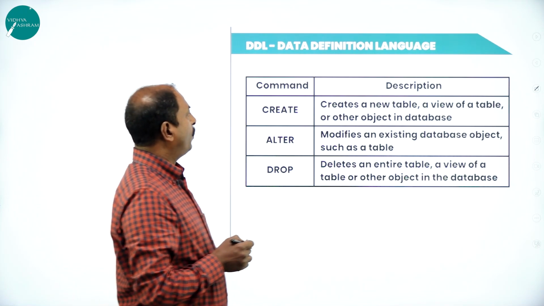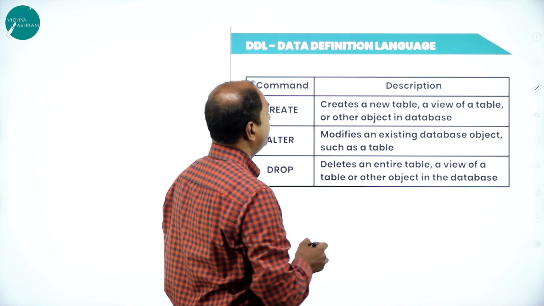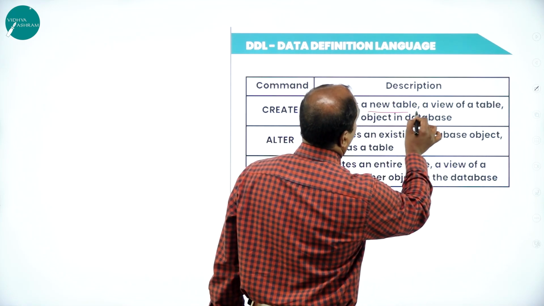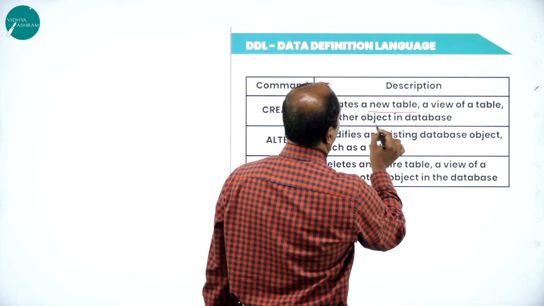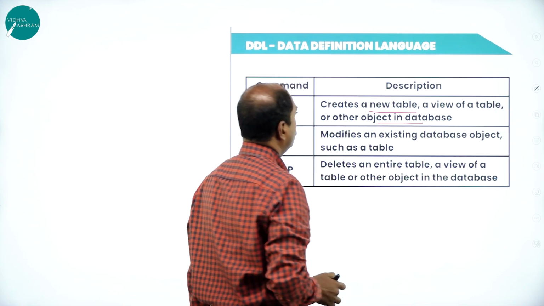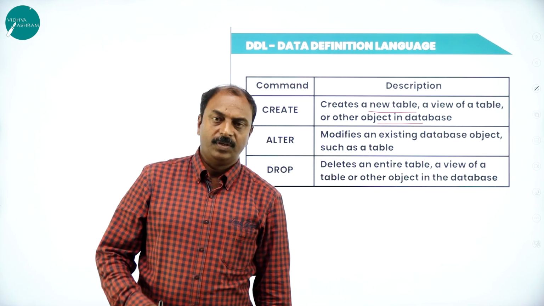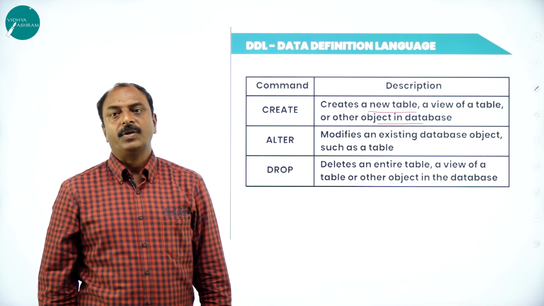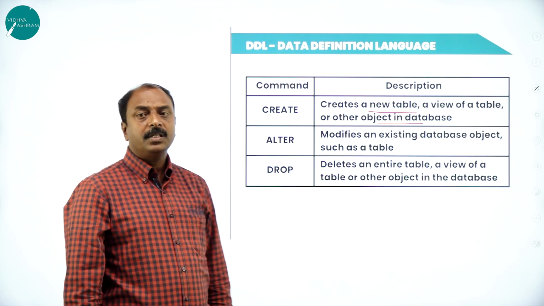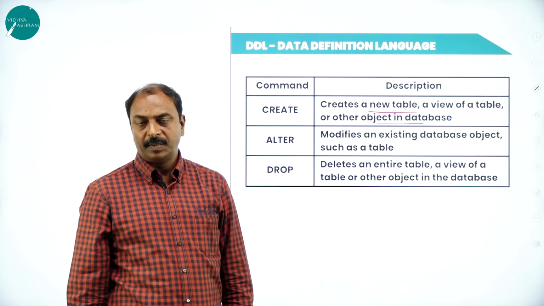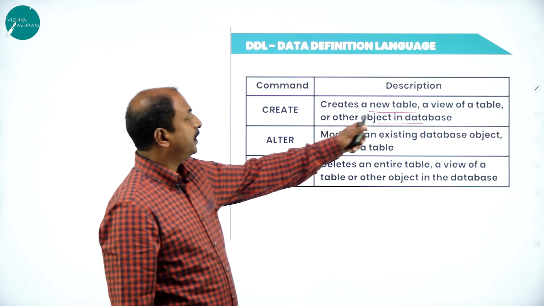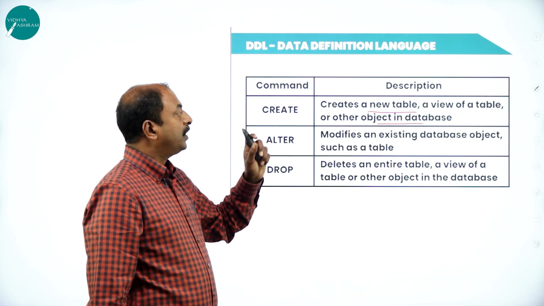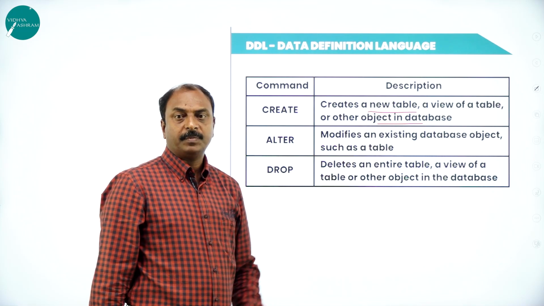One is the create command, then alter and drop commands. So, what is the first, create? It creates a new table, a view of a table, or an object in a database. Whenever you want to work with a database, which is made up of tables, you first have to create a table. With the help of the create command, it creates a new table.